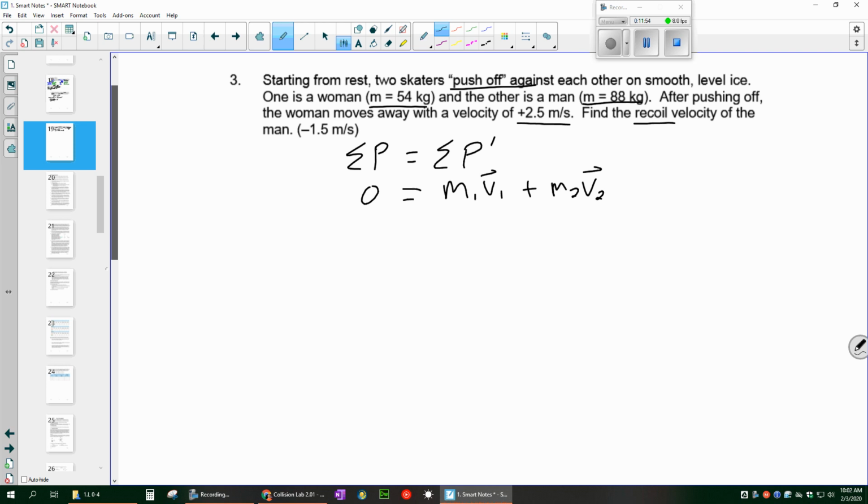And so we want V2 on its own, right? So I can bring this over here. So we're going to end up with negative M1 V1 is equal to M2 V2.